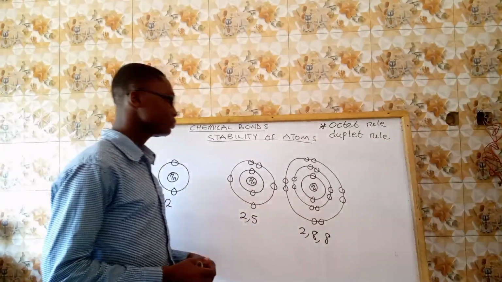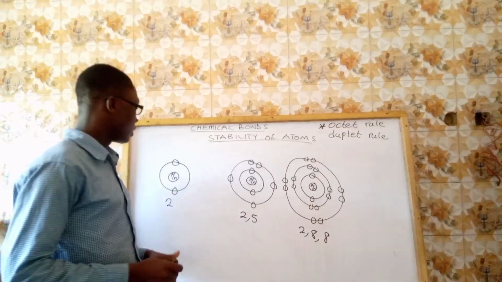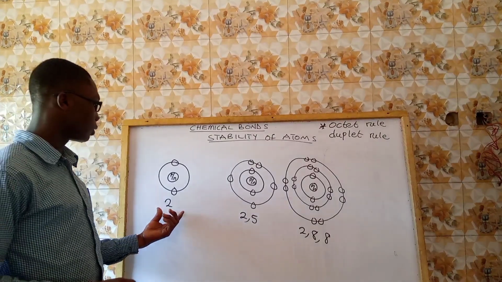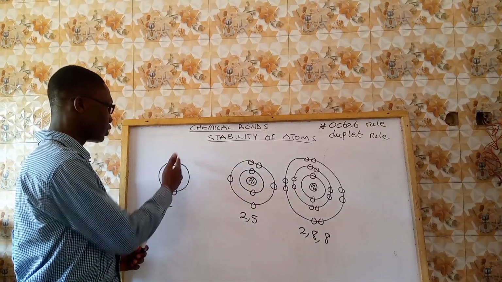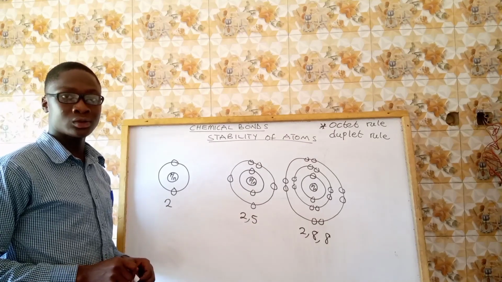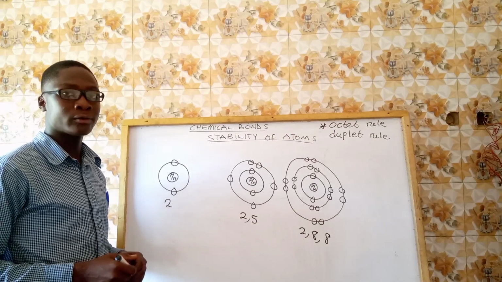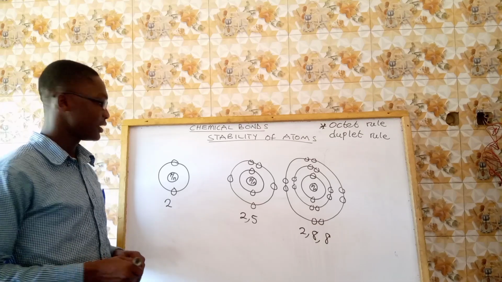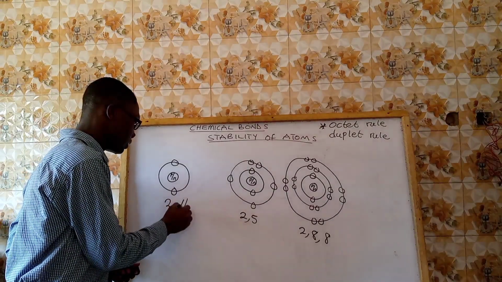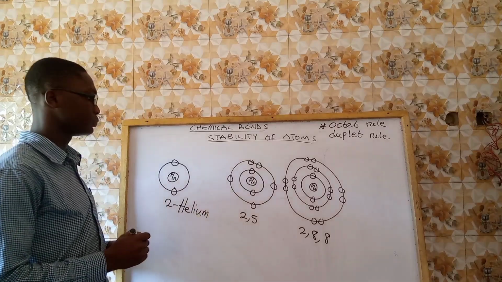So now let's know the atoms. So for the first atom we have 2 electrons. So which atom has 2 electrons, or which atom has the atomic number of 2? You are right, it is helium. So this is the helium atom.